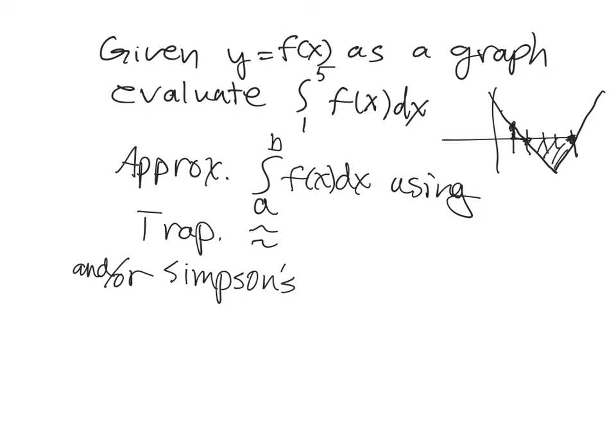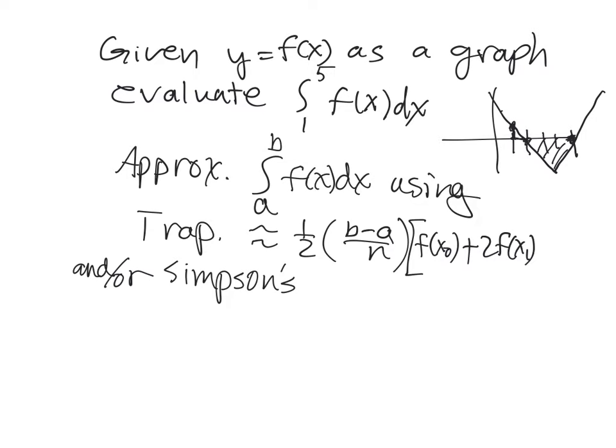So the trapezoid formula is what? 1/2 times b minus a over n, times f of x 0, and then plus 2, okay, 2 times the next ones, and then plus just normal.